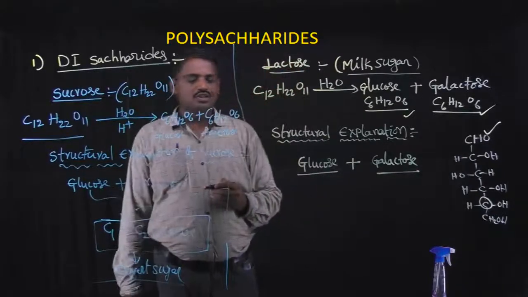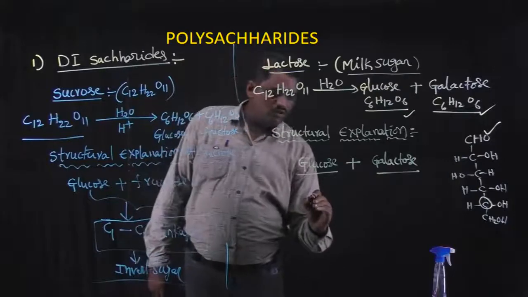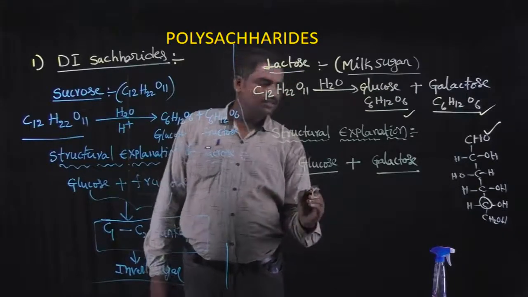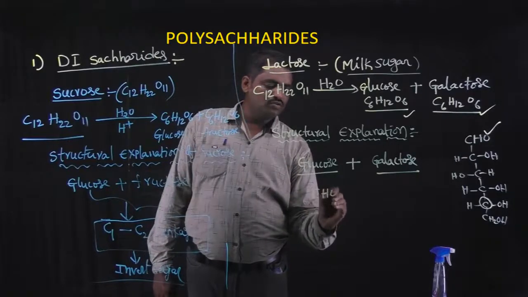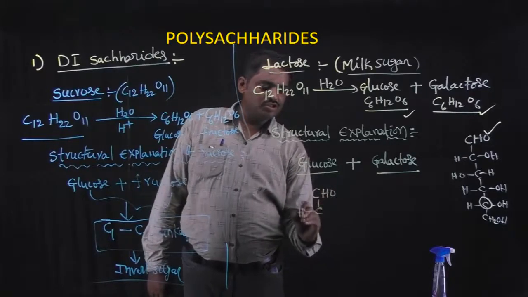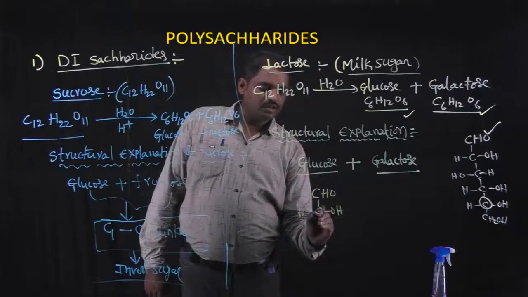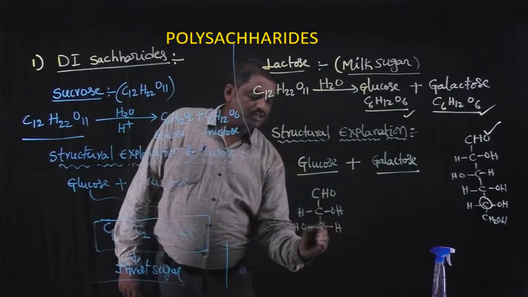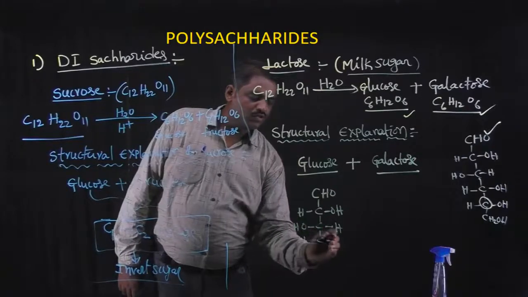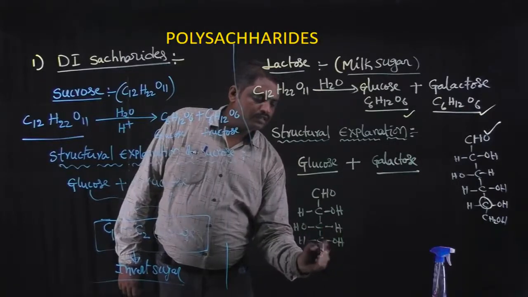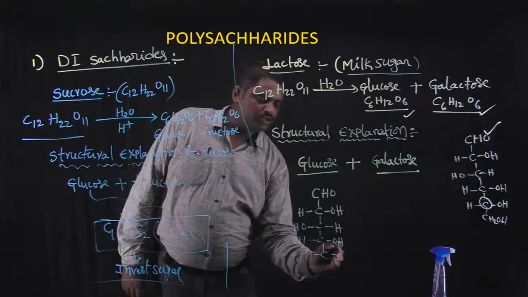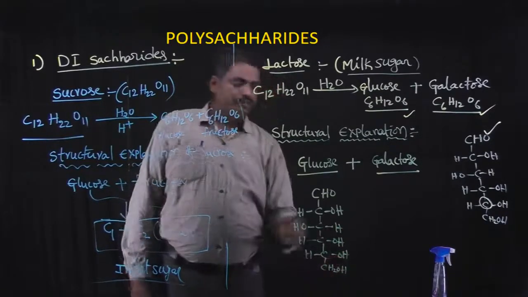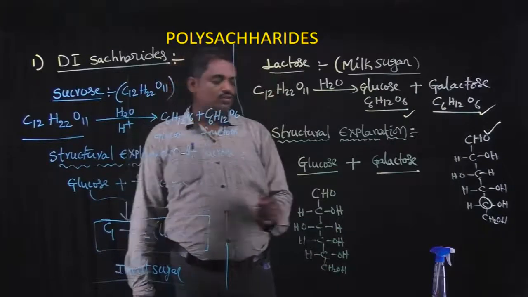And next one, the glucose and galactose structures are joined. So the glucose C1 carbon means CHO, CHOH, COH, H, CHOH, CHOH and CH2OH. This is the structure for glucose.